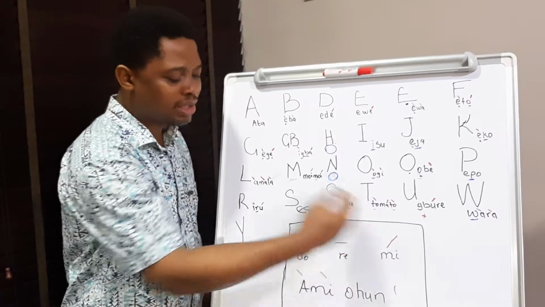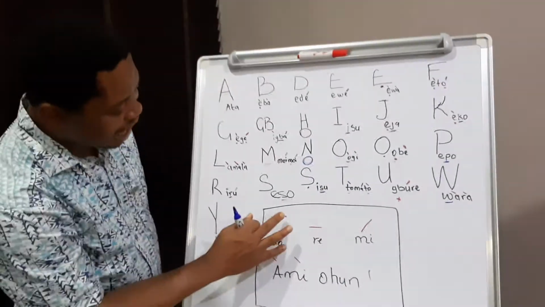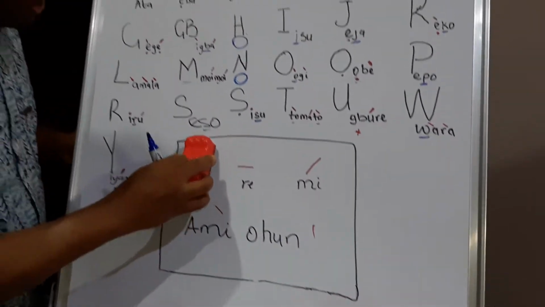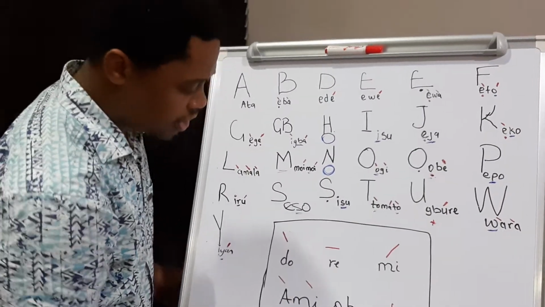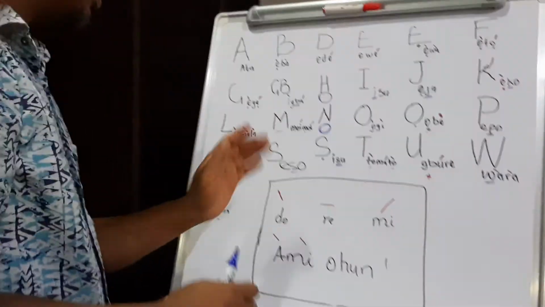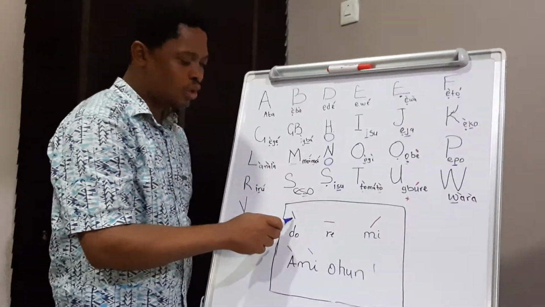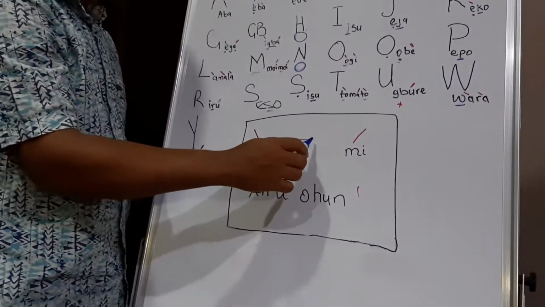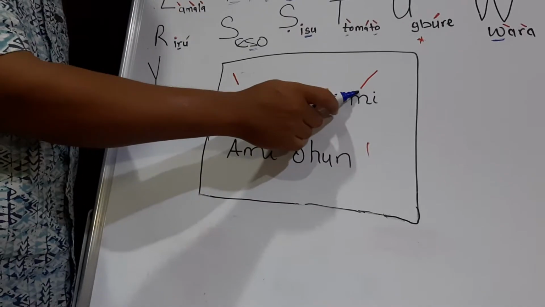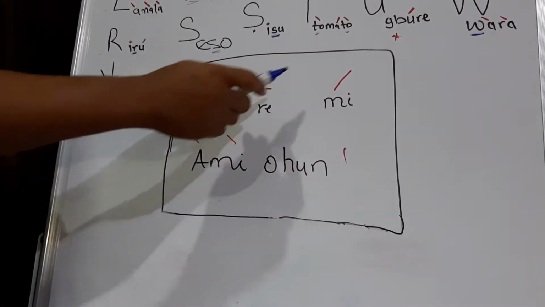All the Yoruba words have three sounds. We have the sign facing the left. You have this as do. The flat sound is the re. Mi is the one looking at your right. So we have do, re, mi.